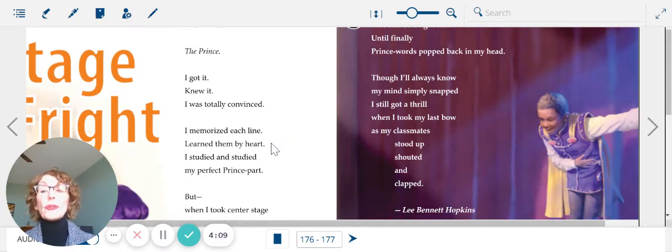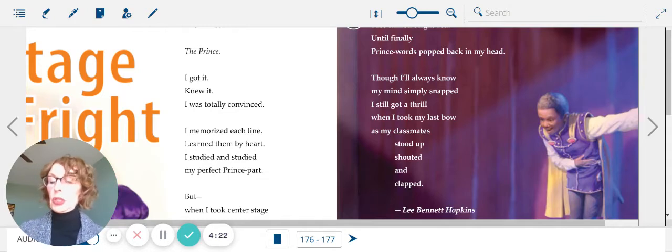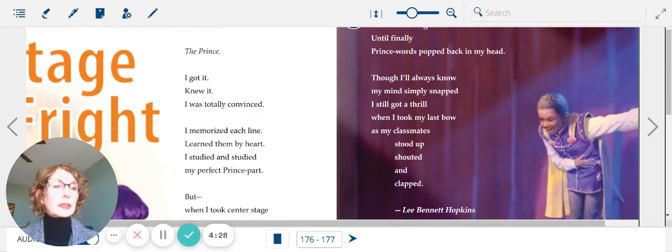And then I also heard some rhyming again. Let's see, learned them by heart, my perfect prince part. So heart and part. All right, so I will let you go ahead and continue to read that poem independently and look for literary techniques used in narrative poetry. And then I will go ahead and introduce you to 2 additional poems that you'll be reading.